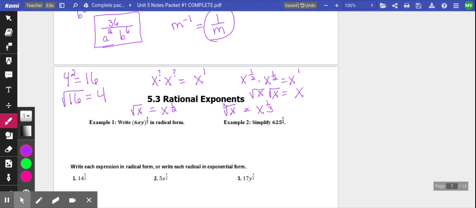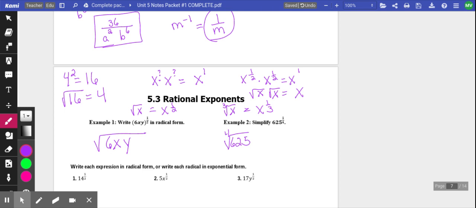So my example is 6xy to the 1/2 power in radical form. That means I'm going to take the square root of everything I'm raising to the 1/2 power. So it's square root of 6xy. Here, if I want to write 625 to the 1/4 power, that's equal, first of all, to the 4th root of 625. But also, if I want to simplify that, I can simplify that on my calculator.